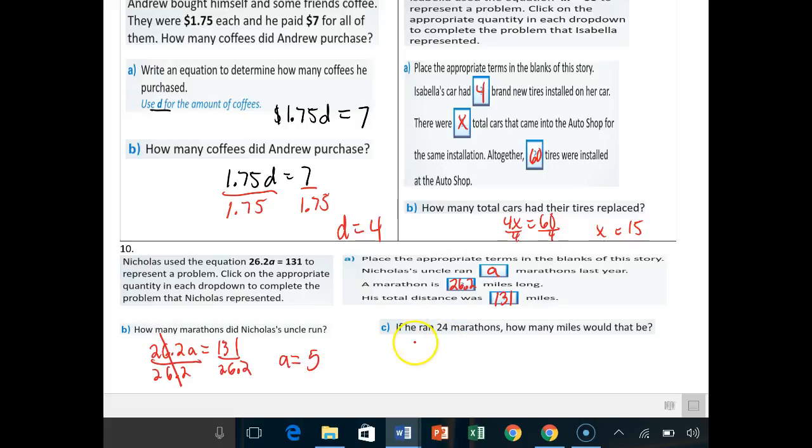Now, C goes a little bit further. He says, what if I told you he ran 24 marathons? What would his total be? So basically they're asking you, what would his total be? Well, we know one marathon is equal to 26.2 miles, right? So 24 is just 26.2 times 24. And if I did that, I would get, he would have run 628.8 miles. That's a long way to run in a year.